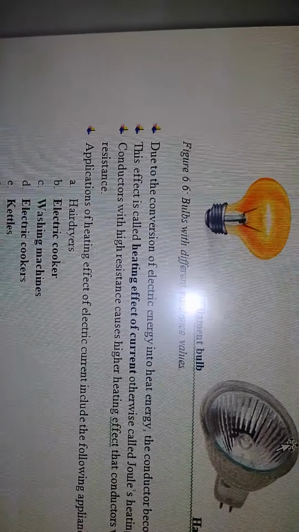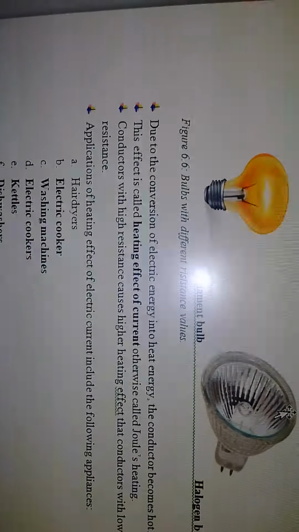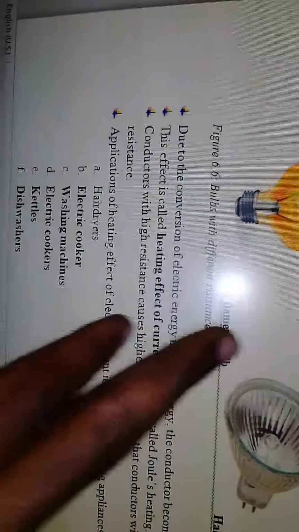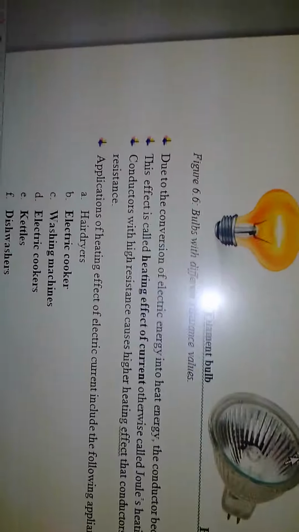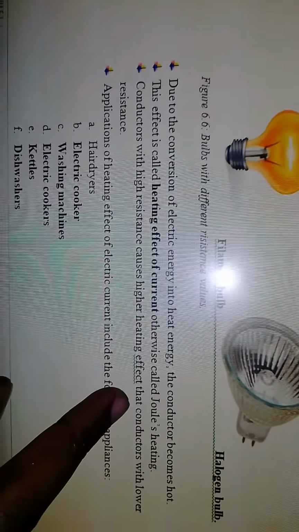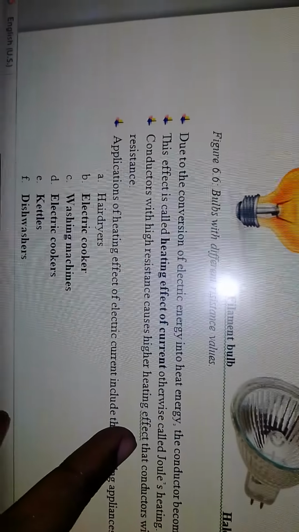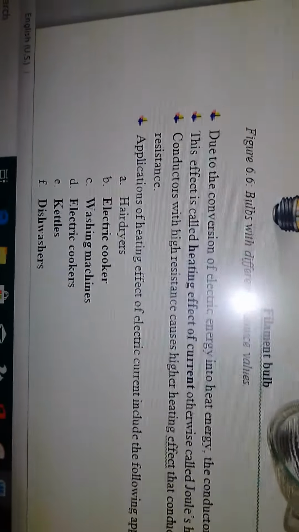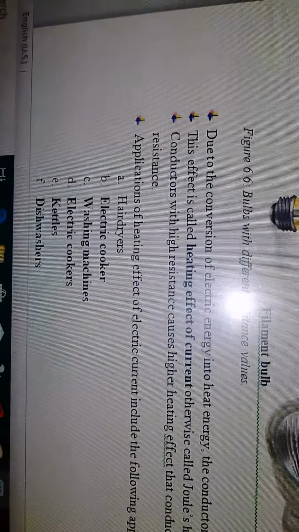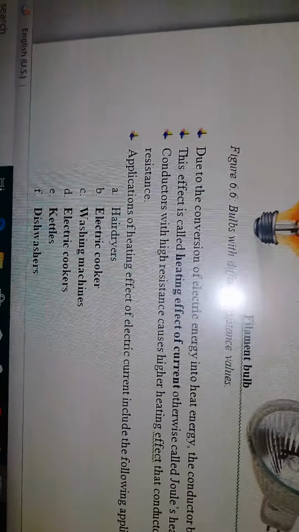Due to the conversion of electric energy into heat energy, the conductor becomes hot. This effect is called heating effect of current, otherwise called Joule's heating effect. Conductors with a high resistance cause a higher heating effect than conductors with lower resistance. Applications of heating effect of electric current include hair dryers, electric cookers, washing machines, kettles and dishwashers. You know this, you use them at home. They all apply the same principle.